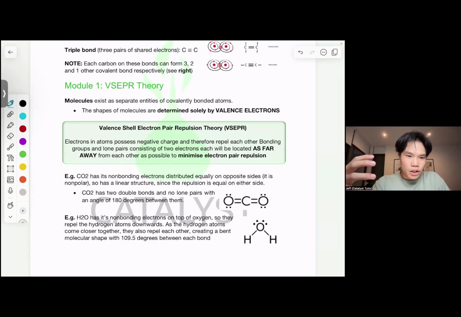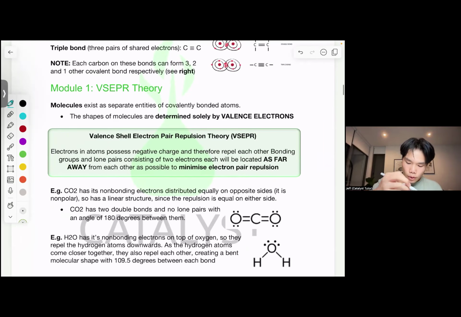So it helps to find out the shape of molecules. Yes, so Sumi is onto it. It's when electrons want to stay as far away from each other as possible. That's the repulsion theory. Okay. So essentially, every single compound molecule has bonding groups and lone pairs. Bonding groups and lone pairs.